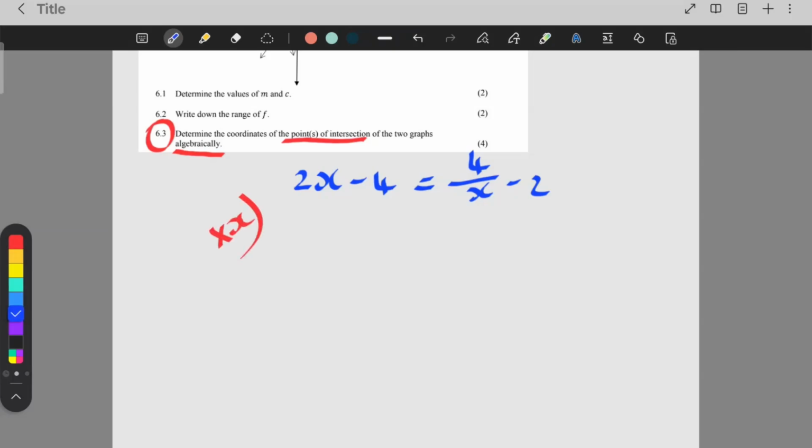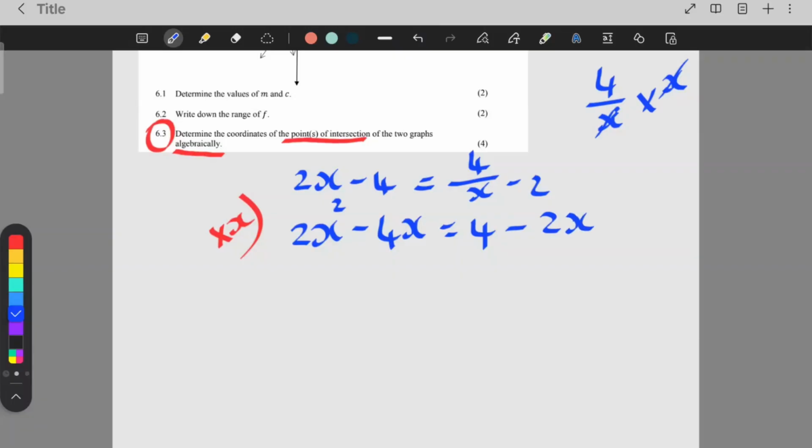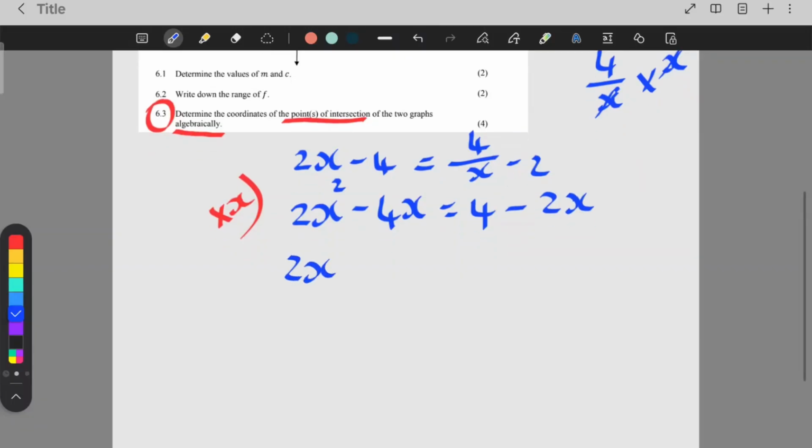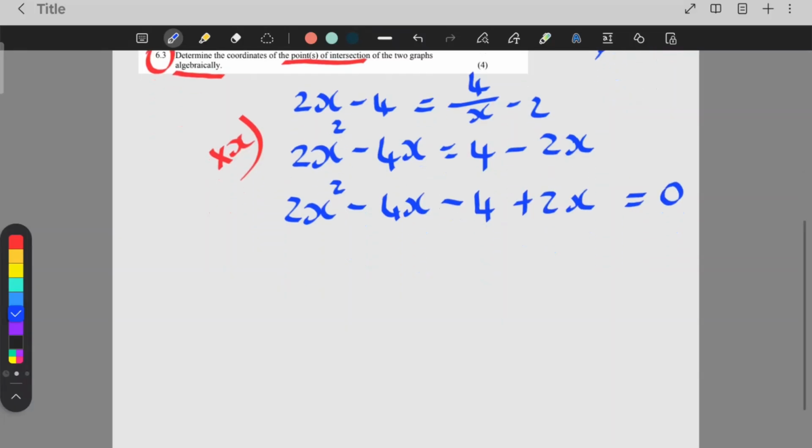Let's do that. 2x times x is 2x squared. 4 times x is 4x. 4 over x, let's do it here, times x. This and this will cancel. So this is just 4. And then 2 times x is 2x. Then I'm going to get everything in standard form. So 2x squared minus 4x. Bring the 4 over. Bring the 2x over. Equal to 0. Okay, add the like terms. 2x squared. So this and this, they are like terms. I get minus 2x and then minus 4.